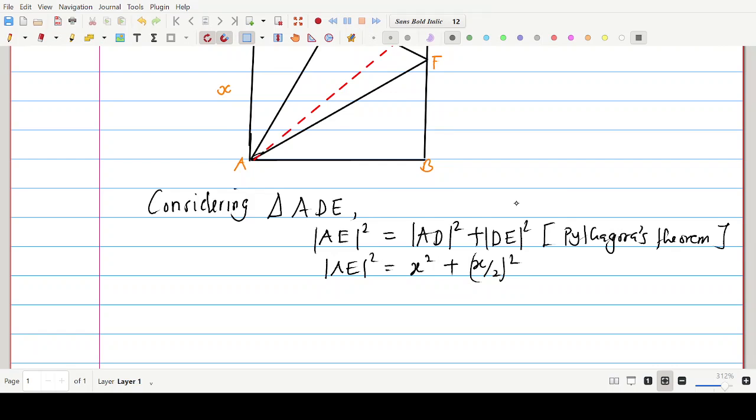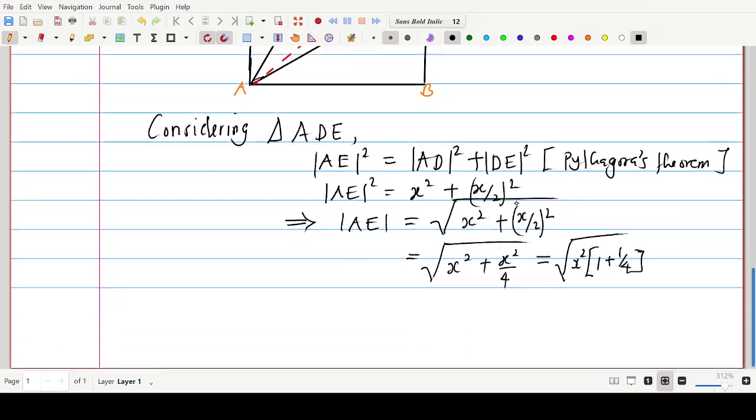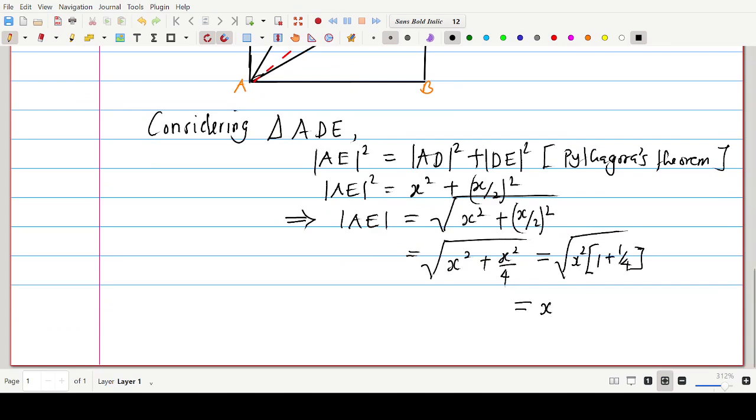This implies that my AE is equal to the square root of x squared plus x over 2 all squared. From whence we have the result as x squared plus x squared over 4. Now on factoring, we have x squared brackets 1 plus 1 over 4, and this will give us x times the square root of 1 plus 1 over 4.